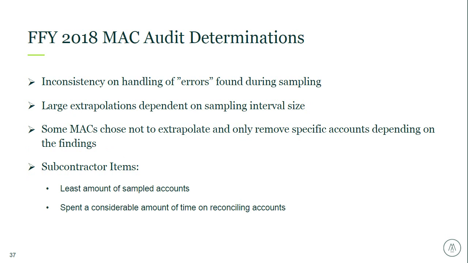Consistent with the prior S-10 audits, on the findings of the charity and bad debt samples, no MAC or auditor handled the findings the same. There seem to be no set guidelines on how to handle any of the sample findings and how to apply the errors to the populations. Depending on the errors, some auditors chose to extrapolate across the entire population, and some MACs only chose to remove particular errored accounts from the charity instead of extrapolating, and this goes back to sample sizes also.